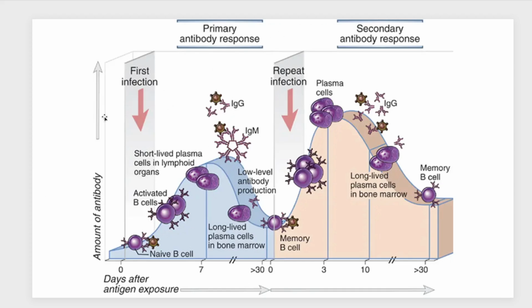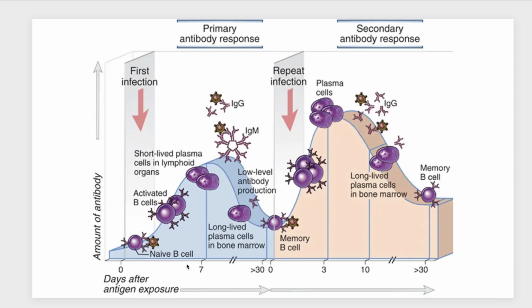So here we see a diagram of this primary and secondary response. What happens the first time we're infected versus the second time that we're infected. So we look at that first exposure, the first infection. You see you have that naive B cell, and then we have activated B cells, and then we're going to get our antibodies. They're going to be produced to target that antigen for destruction. And once the infection is taken care of, then we're going to decrease the antibody production. It's going to go back down.